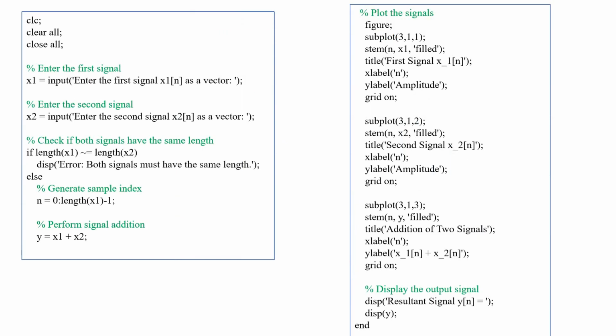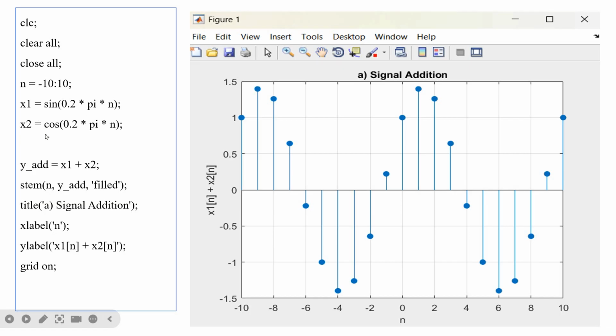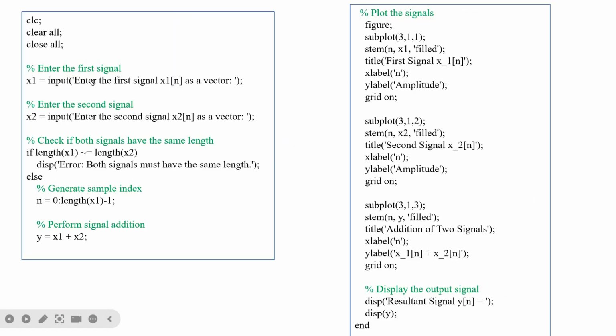So next, this is another program. Here again it starts with the three basic commands. Here what we are doing is, in the previous program we took two signals, a sine and a cosine, x1 and x2, but here we will enter the signal of our choice.